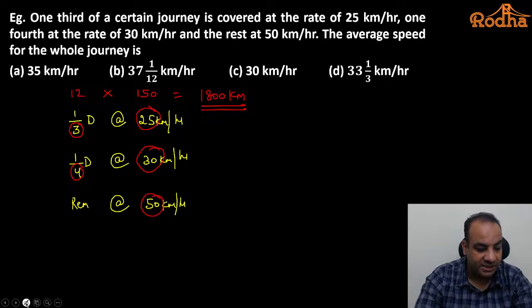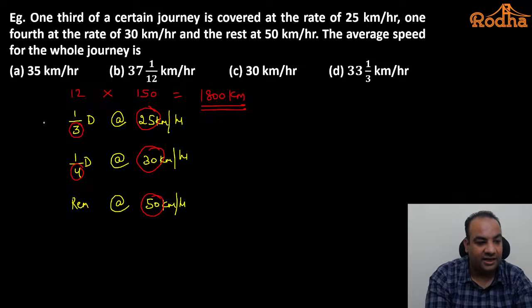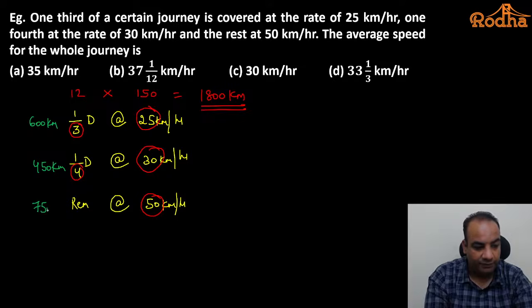If the total distance is 1800 kilometers, then 1/3 of 1800 is 600 kilometers, and 1/4 of 1800 is 450 kilometers. And the remaining distance, with total 1800, is 600 plus 450, which is 1050. So what is left? 750 kilometers.